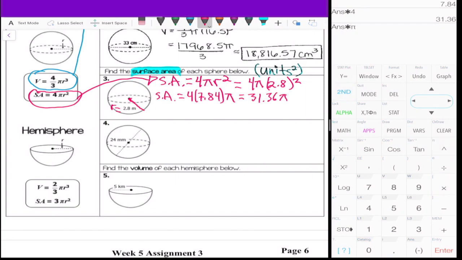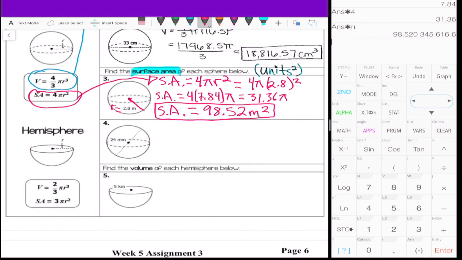So I don't know if you noticed yet, but these problems are pretty straightforward. You just got to find r and then plug it in. Hopefully this assignment was a lot easier than the other ones. So 98.52, and then my units is meters squared. So 98.52 meters squared. That is how you do surface area. Okay.